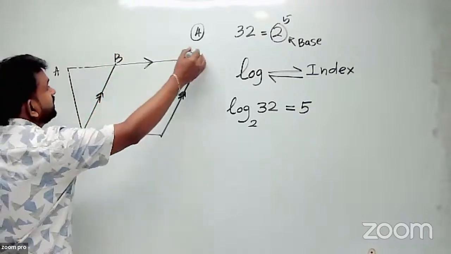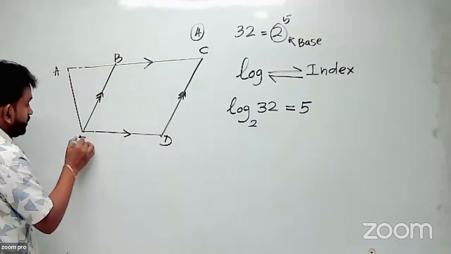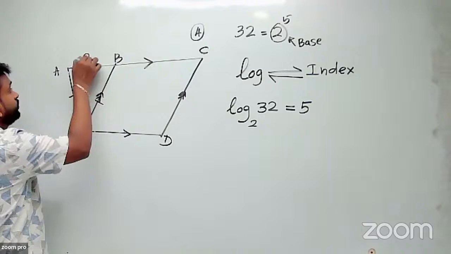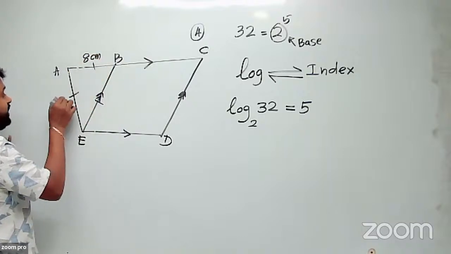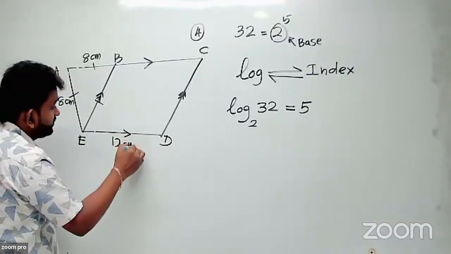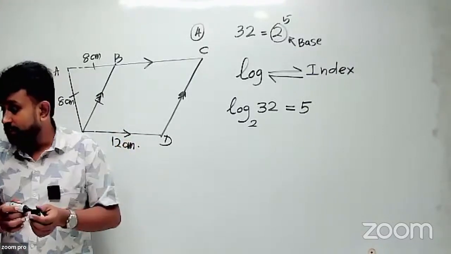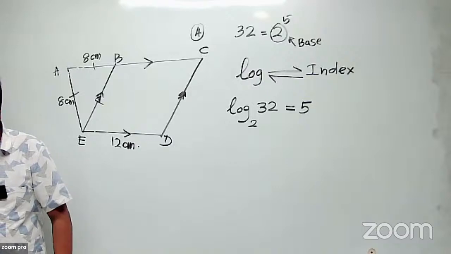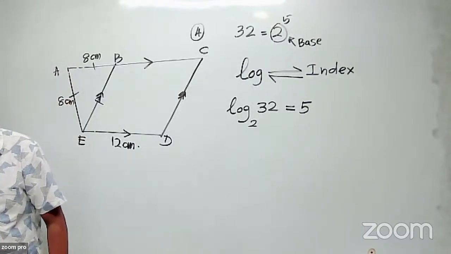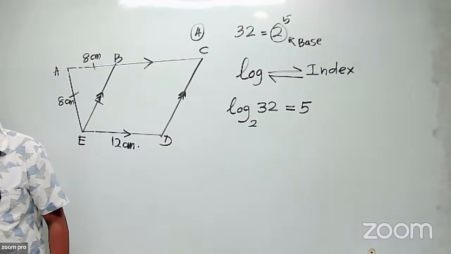So ABCDE, right? This side is marked, all three sides equal. So here 8 centimeter, 8 centimeter, and here they mark 12 centimeter. They ask for the perimeter of this ABCDE. How to find the perimeter? Check how to find the perimeter.